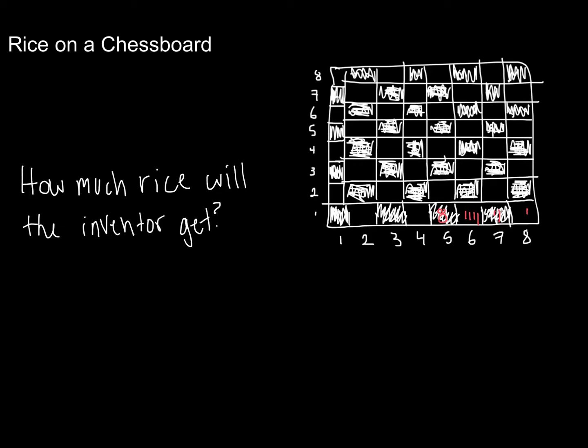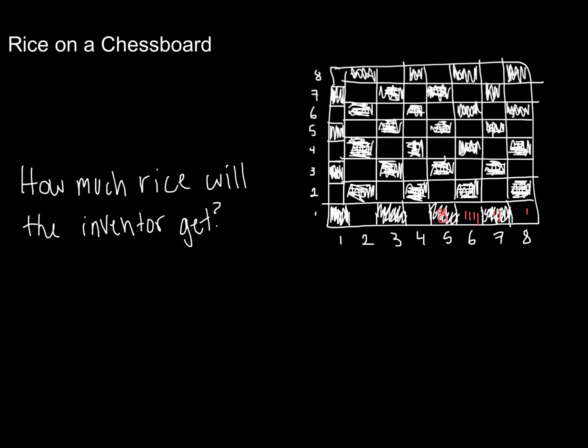Let me say this one more time. The inventor wants the king to put 1 grain of rice on the first square, and then for each square going all the way around the chessboard, he wants the amount of rice to double, and he wants all of that rice. If we're just thinking about the first 2 squares, he'd get 1 piece here, another 2 pieces here, so for the first 2 squares he'd have 3 pieces. Your goal is to figure out how much rice the inventor will get.